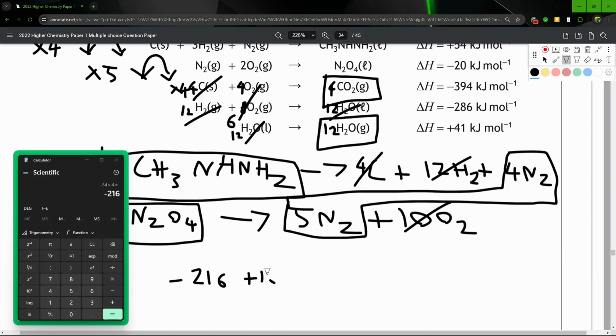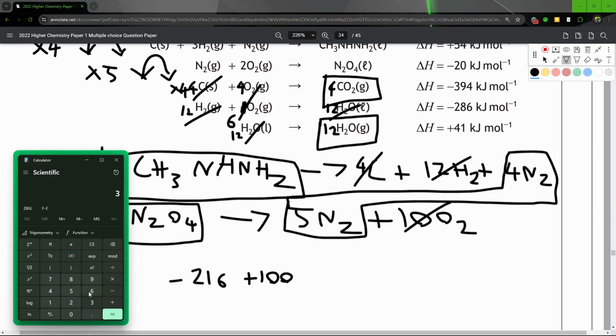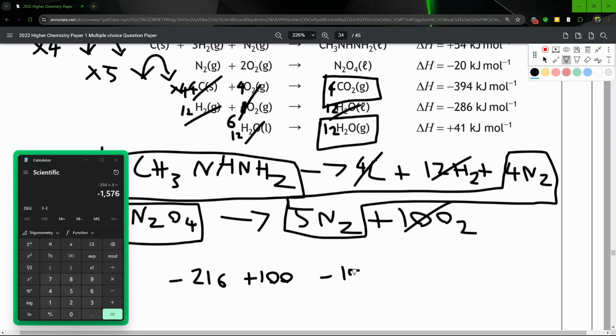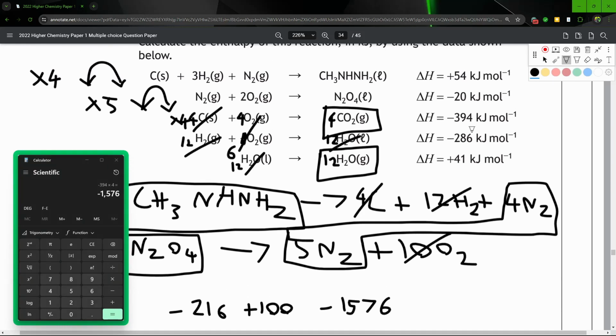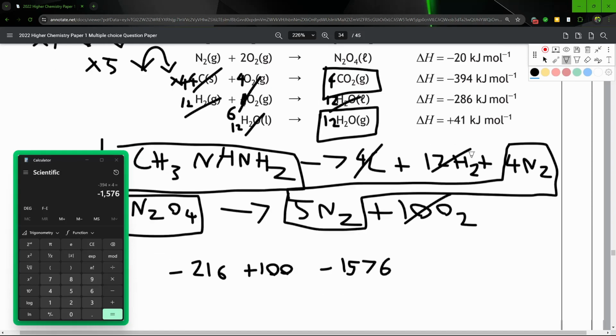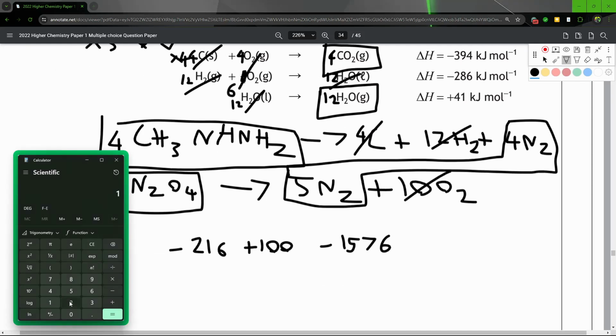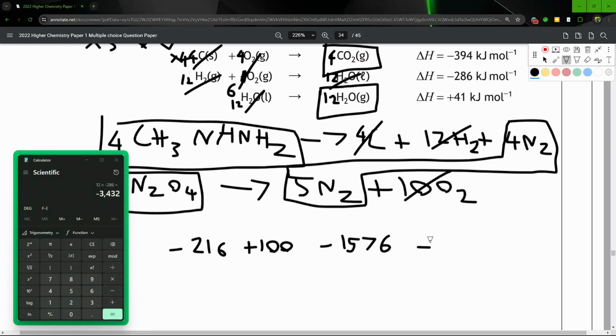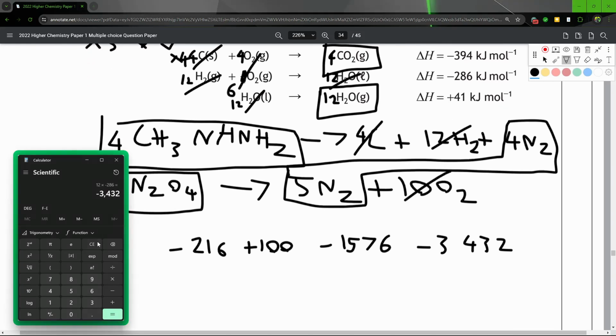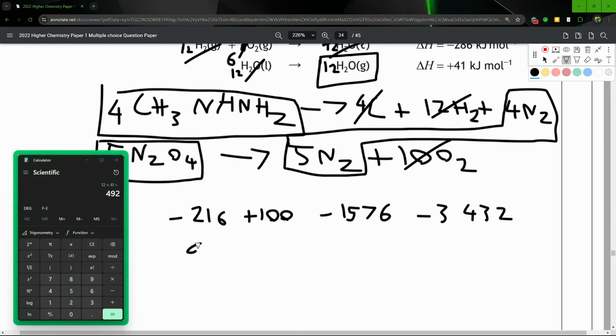And then this one, we're just going to times by 4. Which is negative 1,706. And then we need to times these two both by 12. Oh, it's going to be a long day, ain't it? And that's going to be negative 3,432. And then we also need to times this one by 12. So that'll be 12 times 41, which is 492. Right. So now we just need to add up all these bloody numbers.